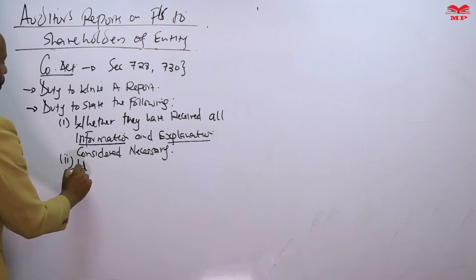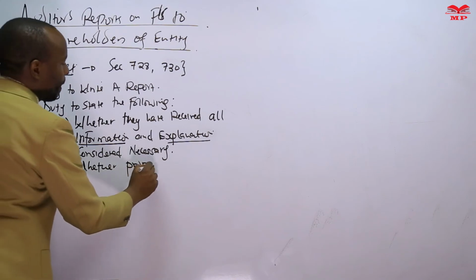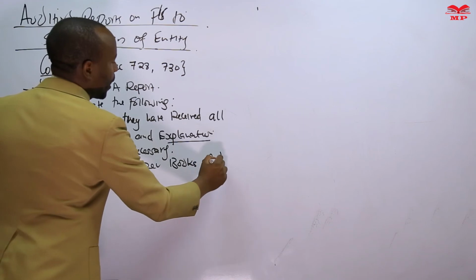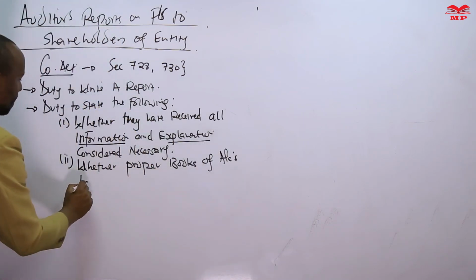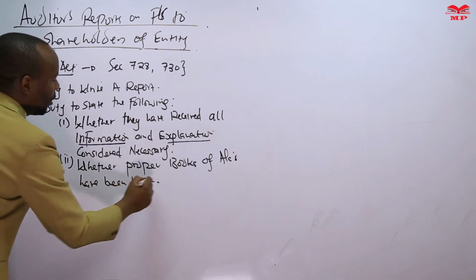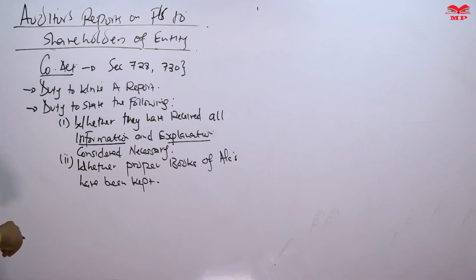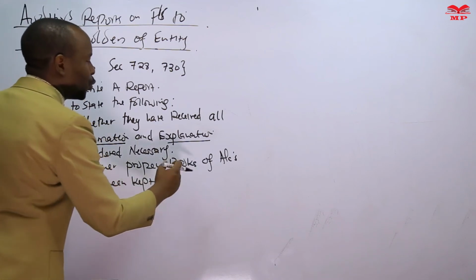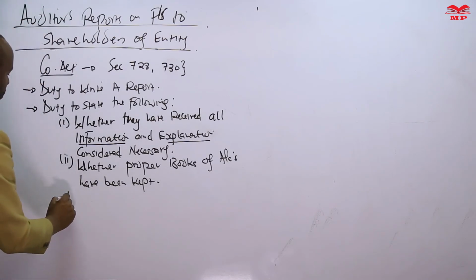Whether proper books of accounts have been kept. So we need you to report to the shareholders as clear as possible whether proper books of accounts have been kept. The books of accounts prepared by the company should agree with financial records or financial statements. So you need to report that one.